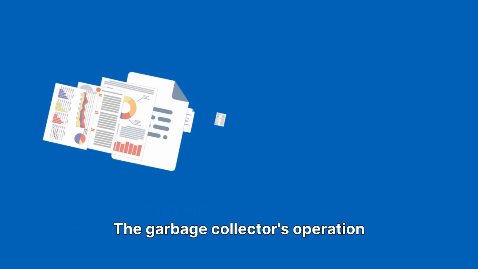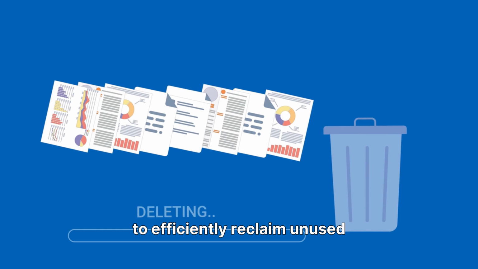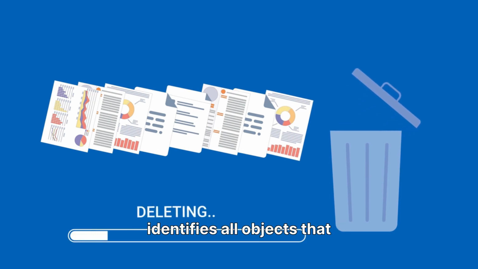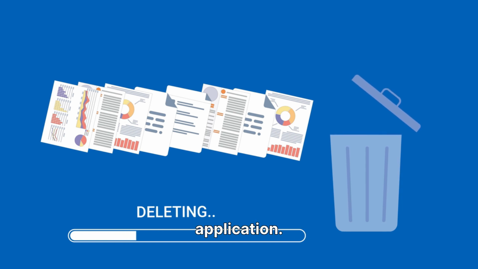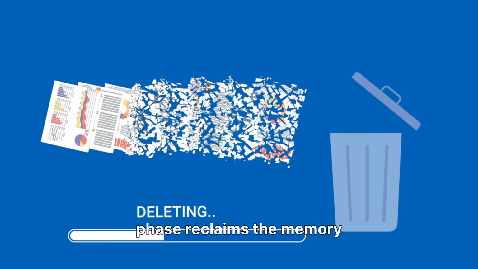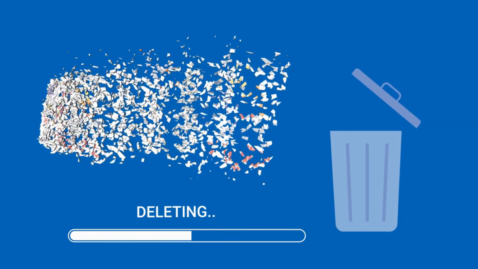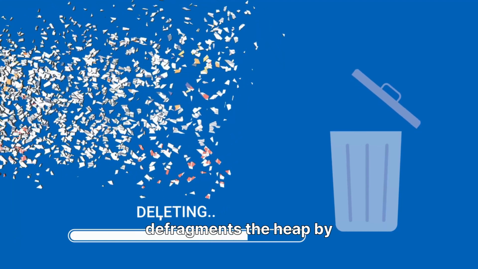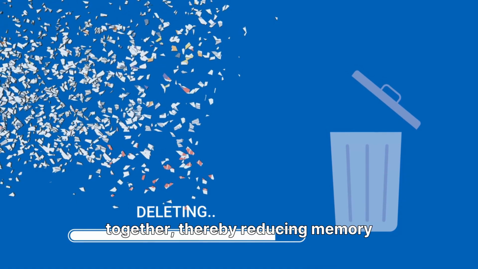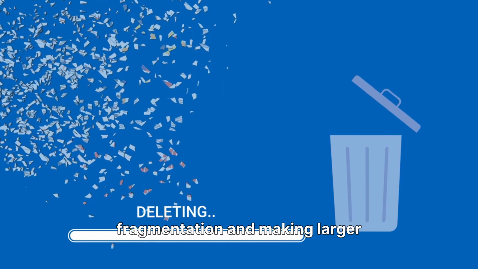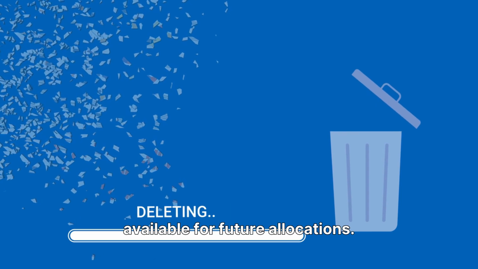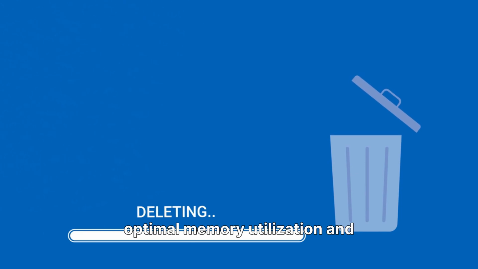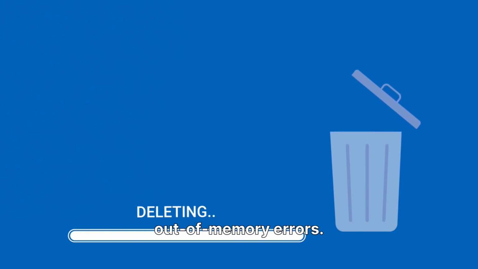The garbage collector's operation involves three primary phases to efficiently reclaim unused memory. First, the mark phase identifies all objects that are still reachable and in use by the application. Following this, the sweep phase reclaims the memory occupied by the unreachable or dead objects. Finally, the compact phase defragments the heap by moving surviving objects closer together, thereby reducing memory fragmentation and making larger contiguous blocks of memory available for future allocations. This systematic process ensures optimal memory utilization and reduces the likelihood of out-of-memory errors.